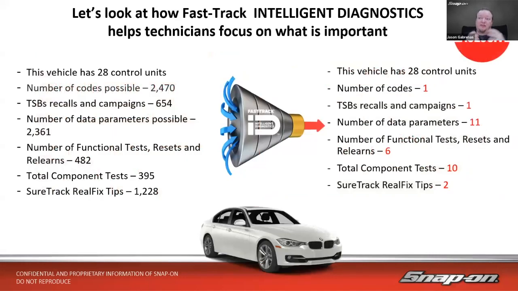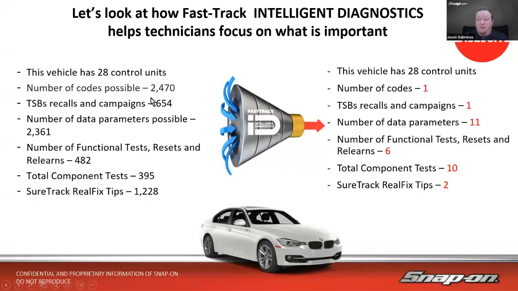So let's see how this is going to help you when it comes to time to diagnose a vehicle. Left-hand side is going to be the vehicle as a whole, and the right-hand side is what we would filter down to through this funnel. I just call Intelligent Diagnostics a really great filter. It's going to filter it down to just what I need. On either side, of course, it's going to have 28 control units because that doesn't change. We have 28 control modules on the vehicle no matter what.